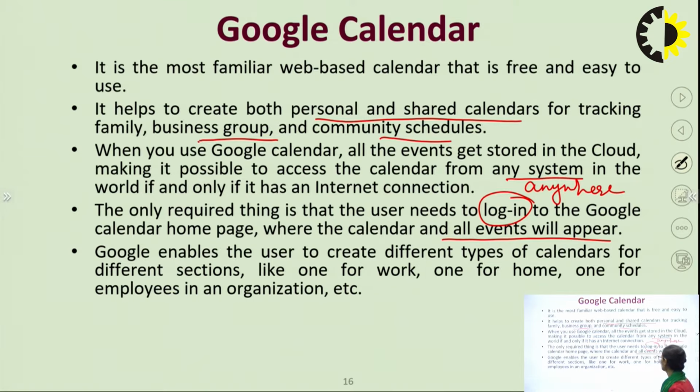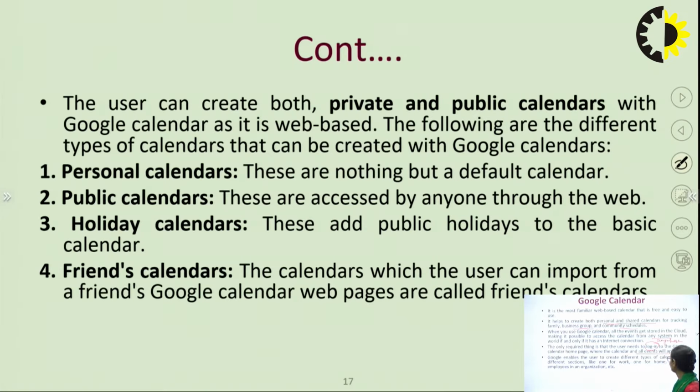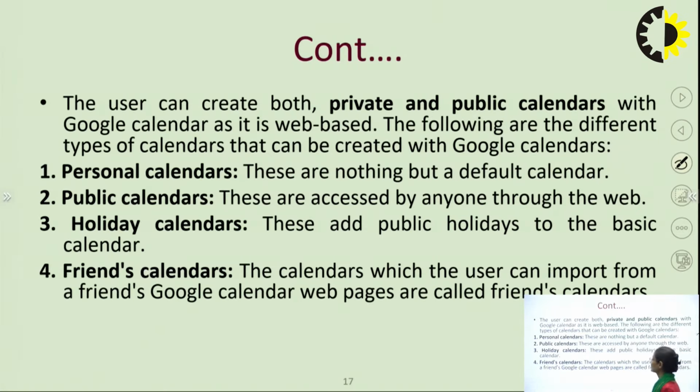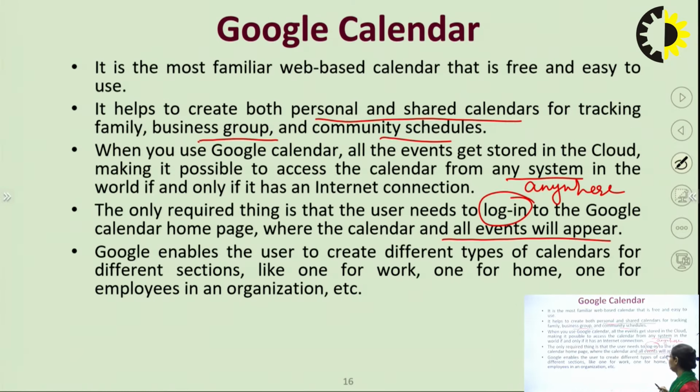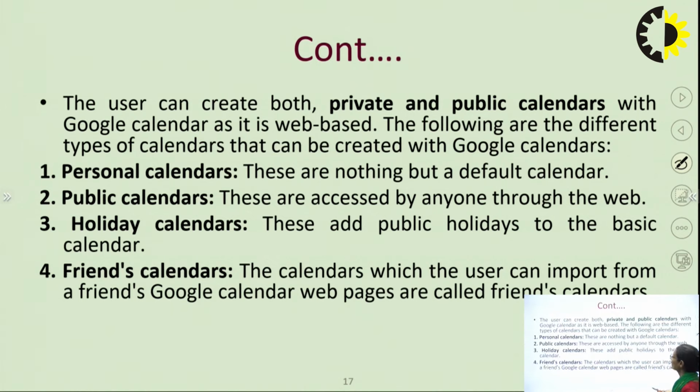Google enables users to create different types of calendars for different sections, like one for work, one for home, one for employees in an organization, etc. The users can create both private and public calendars. They are available with Google. So on the basis of the usage, we have personal calendars, public calendars, holiday calendars, and friends calendars.